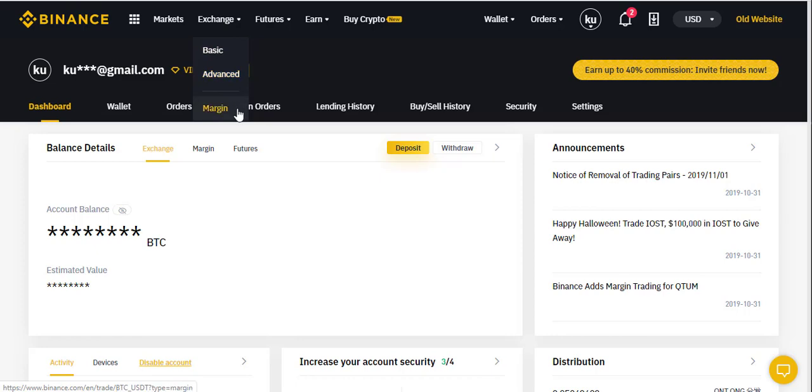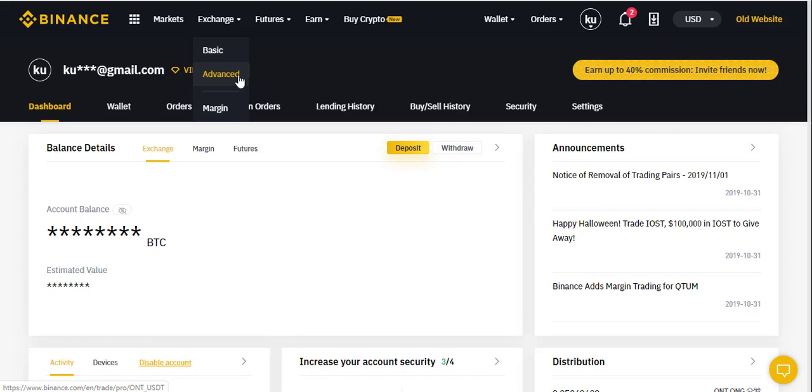We will not be going through the margin platform because this is for people that want to buy and sell cryptocurrencies using leverage. Leverage just means that you borrow some funds from the Binance platform, and we are going through how to buy and sell cryptocurrencies using your own funds. So I'll be going over the advanced platform.